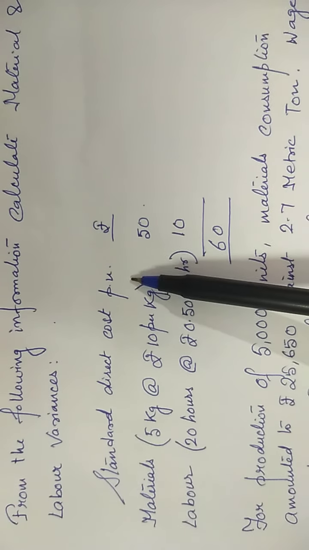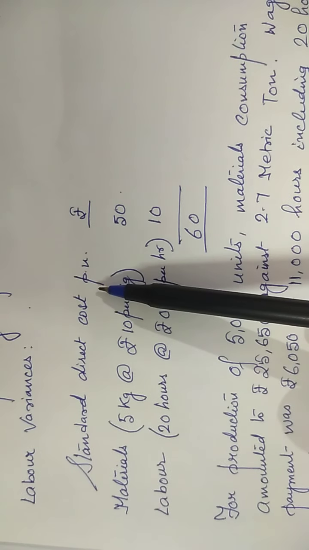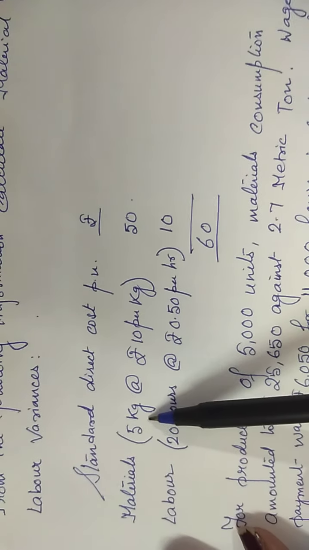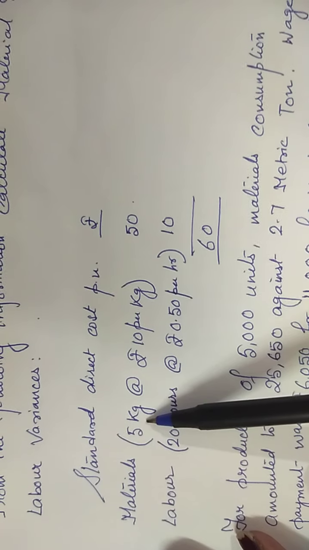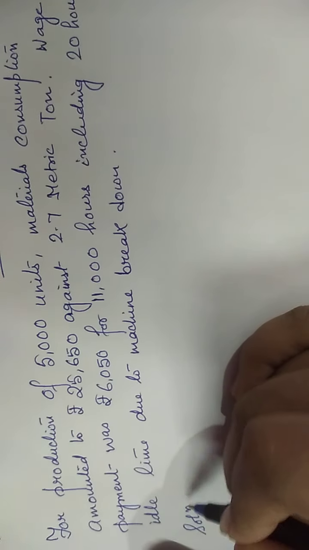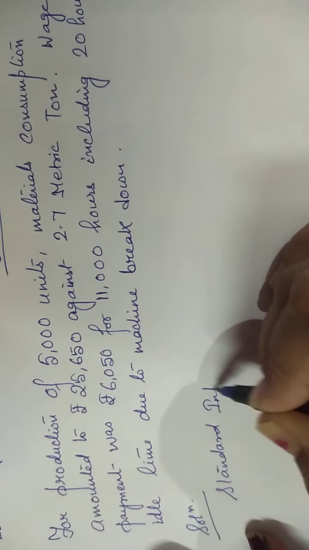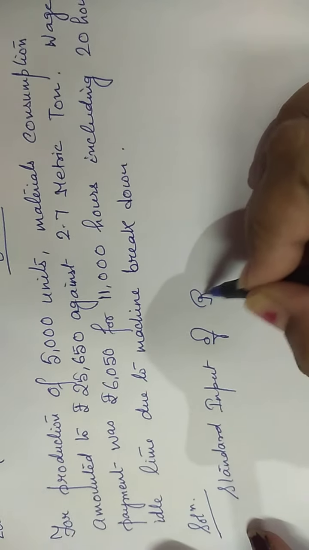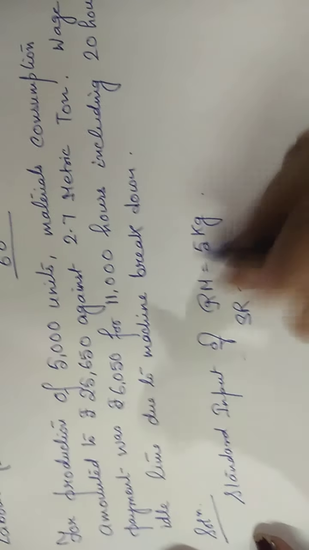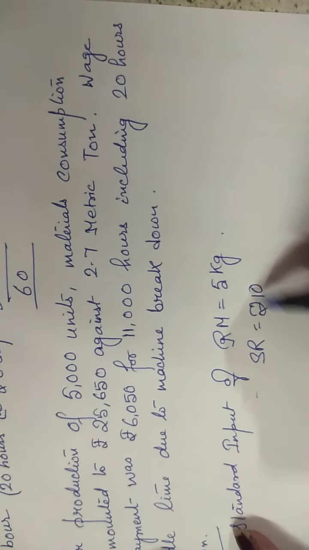Standard cost per unit. Per unit it is written that in order to manufacture one unit of finished goods, you need a standard input of 5 kgs of raw material. So my standard input of raw materials is 5 kg. And what is my standard rate? Each kg costs rupees 10. Standard rate is rupees 10.